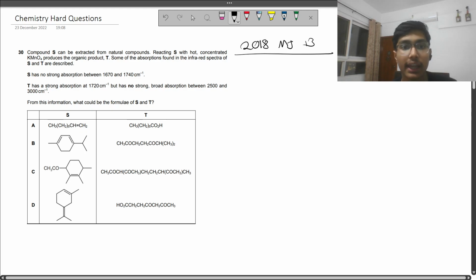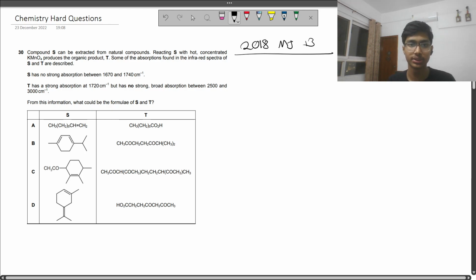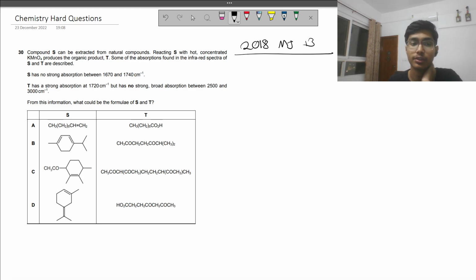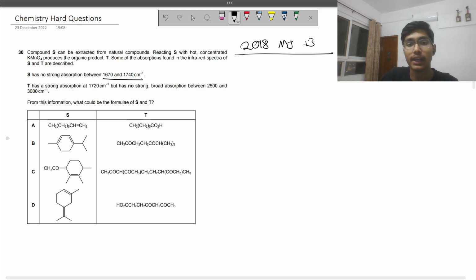So there's a compound X which reacts with hot concentrated potassium manganate to form a product T, and there are some absorptions that are seen. S has a strong absorption between 1670 and 1740. So what does this signify? Absorptions between 1670 and 1740 usually indicate the presence of a C=O bond. So this means there's no C=O present in S, hence you can already eliminate option C for now. Next, T has a strong absorption at 1720, hence we know there is a C=O.